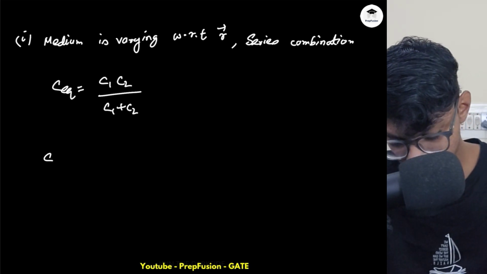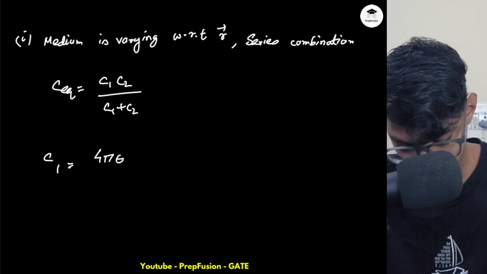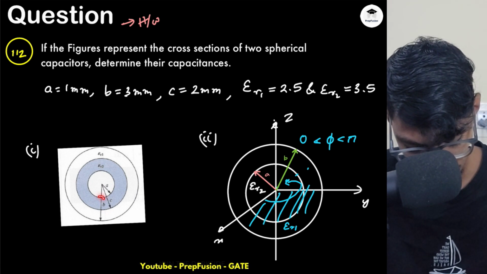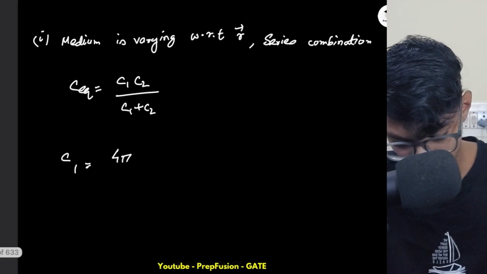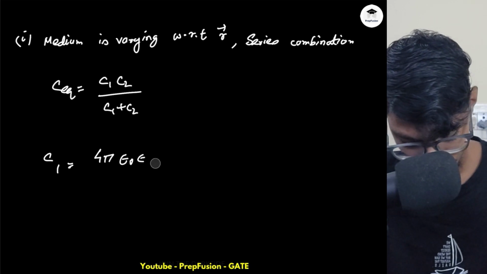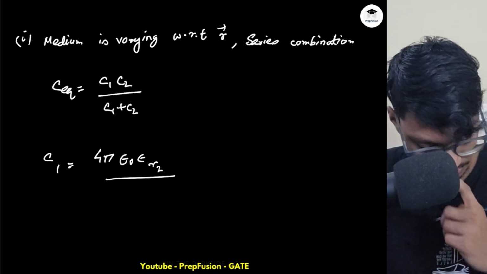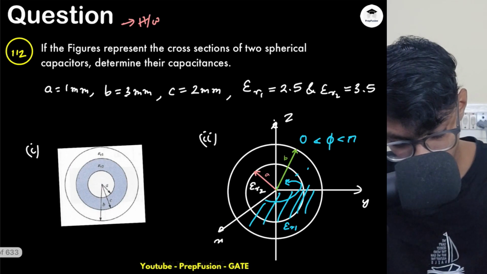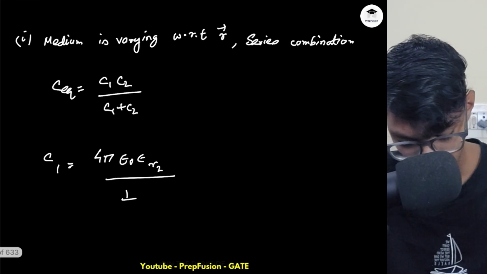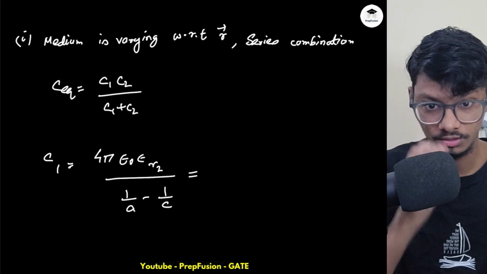C1 will be what? Basically, if you remember the formula, it was 4 pi epsilon in its own region. What is the epsilon? Epsilon is in this region, right? It is epsilon R2. So it will be epsilon naught into epsilon R2 divided by 1 by the lower radius minus 1 by the higher radius. So it is 1 by A minus 1 by C. Okay. So I hope you remember how to recall this formula.